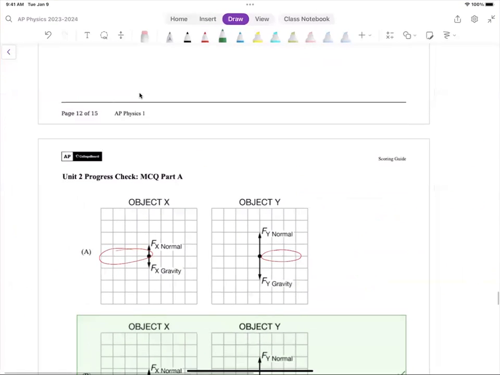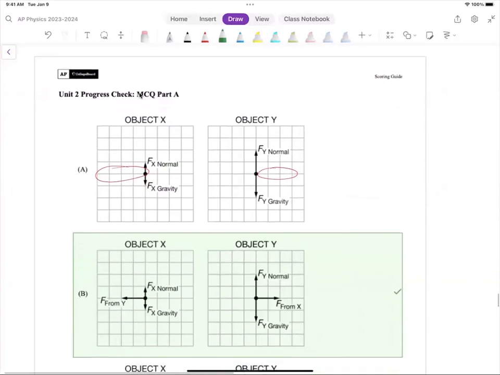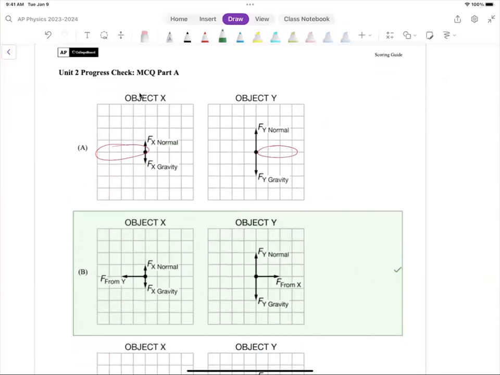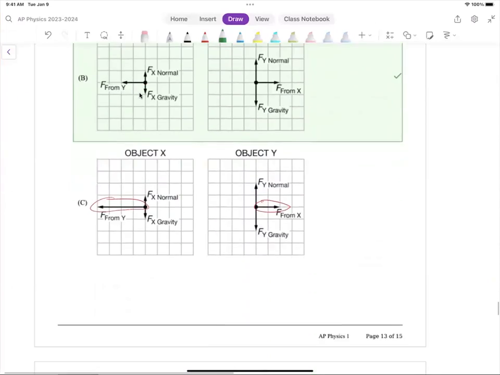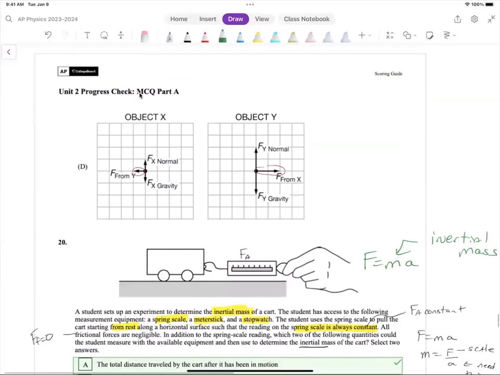So I got to go find the free body diagram at the collision. A is wrong because it's missing the force applied from X on Y and Y on X. C is wrong. If you notice, the normal forces and gravities are correct as far as the fact that Y has a larger mass. However, they show that the force from X on Y is smaller than the force from Y on X. And the third law says they're equal.